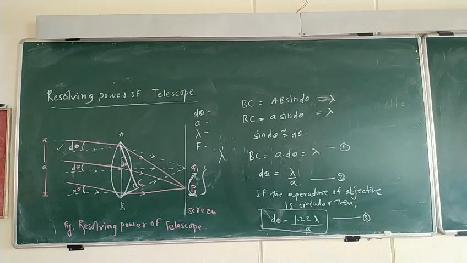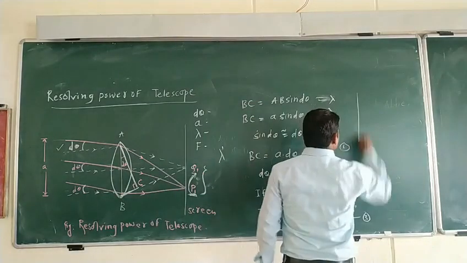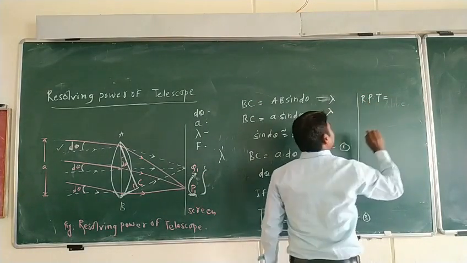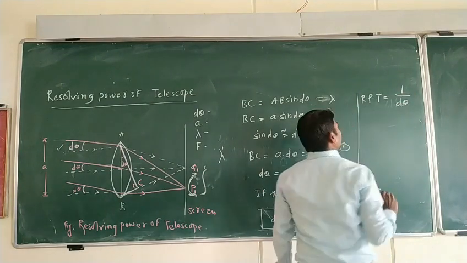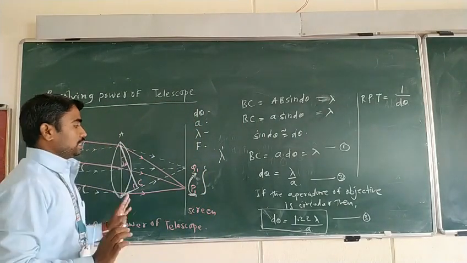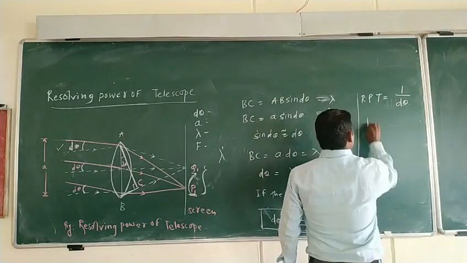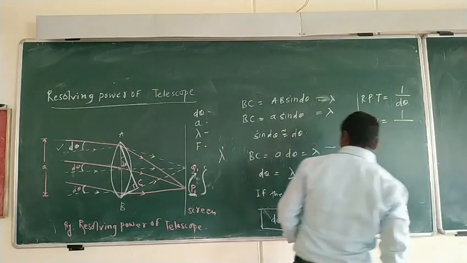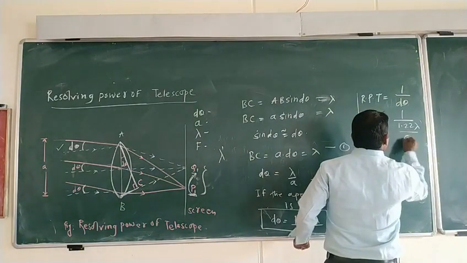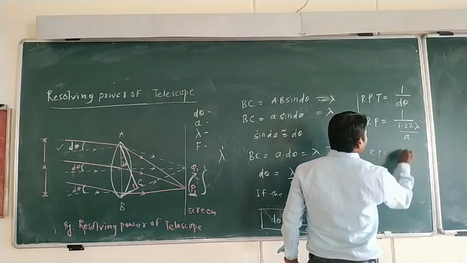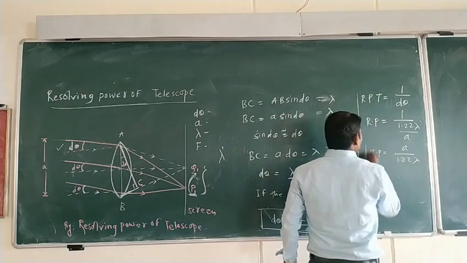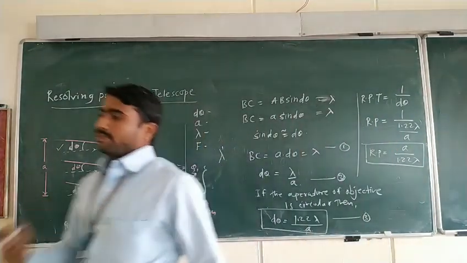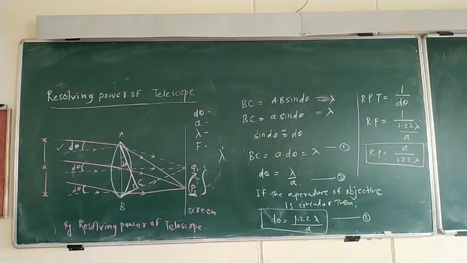Then we have to define the resolving power of a telescope. What is meant by the resolving power of a telescope? The resolving power of a telescope is defined as the reciprocal of the limit of resolution, because d theta is nothing but the limit of resolution. Therefore, resolving power is equal to 1 upon 1.22 into lambda divided by a. So the final equation is resolving power is equal to a divided by 1.22 lambda. This is the resolving power of a telescope.